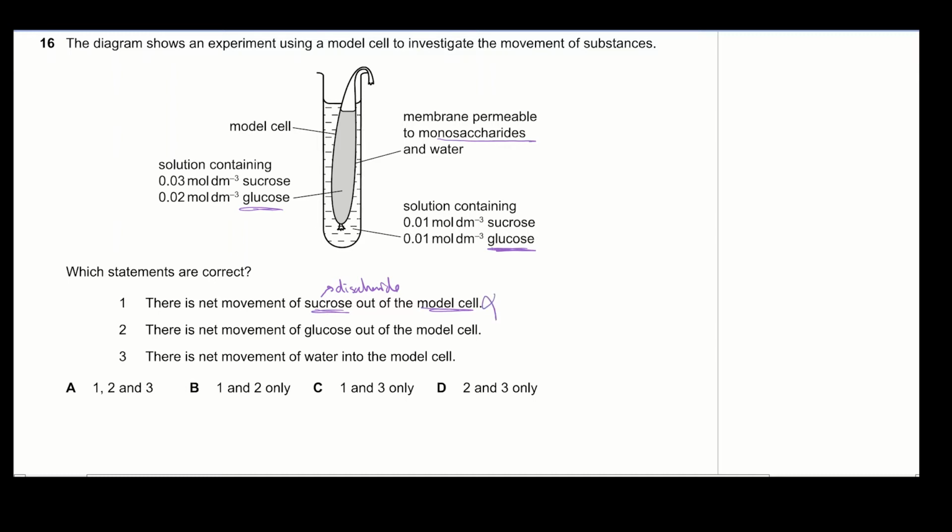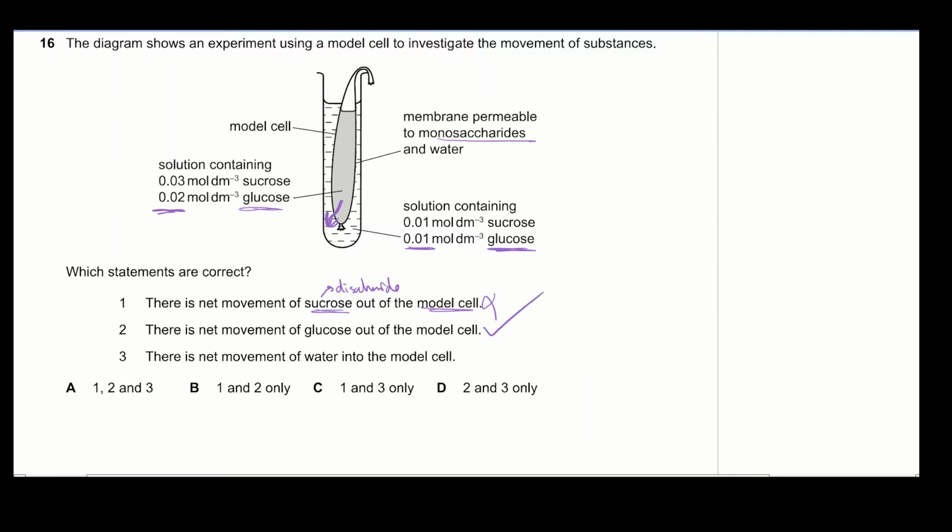2. There's a net movement of glucose out of the model cell. As we said, the membrane is permeable to monosaccharides. So let's see the concentrations here. Outside, there's a 0.01 concentration of glucose, and inside, we could see a 0.02 concentration. So glucose moves out of the cell, down the concentration gradient. So this is correct.